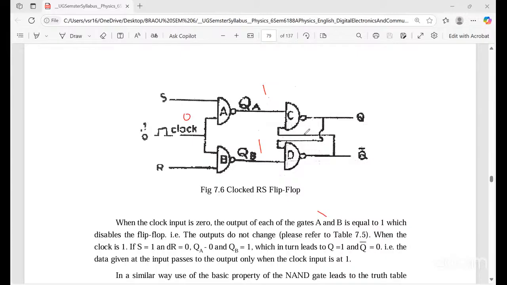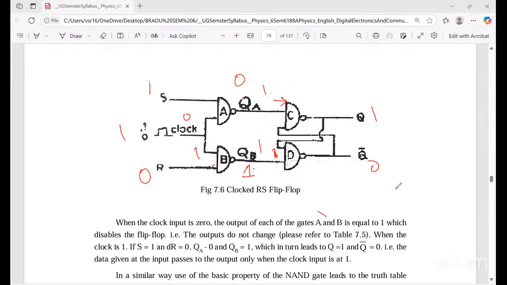Okay, when the clock is 1, if S is 1 and R is 0, QA is 0 and QB is 1. Okay, 0 is fed to the gate, so 0 and 1 means 1 here. So here Q is 1, and again Q bar, here 1 is there, that becomes 0. That means this is set.